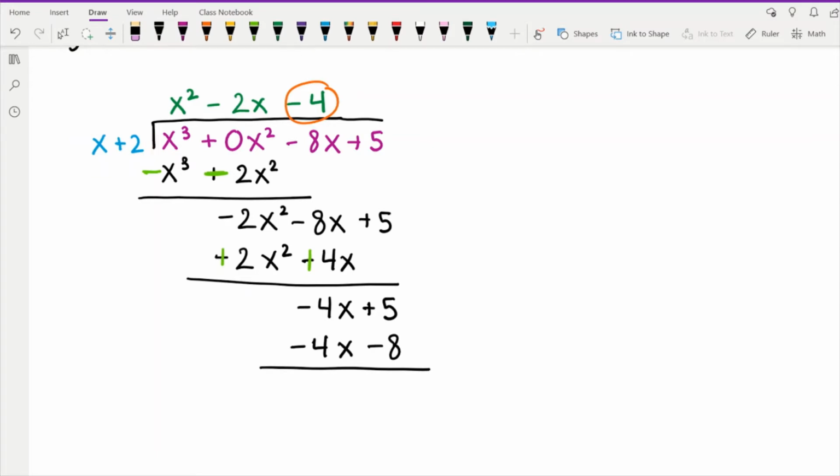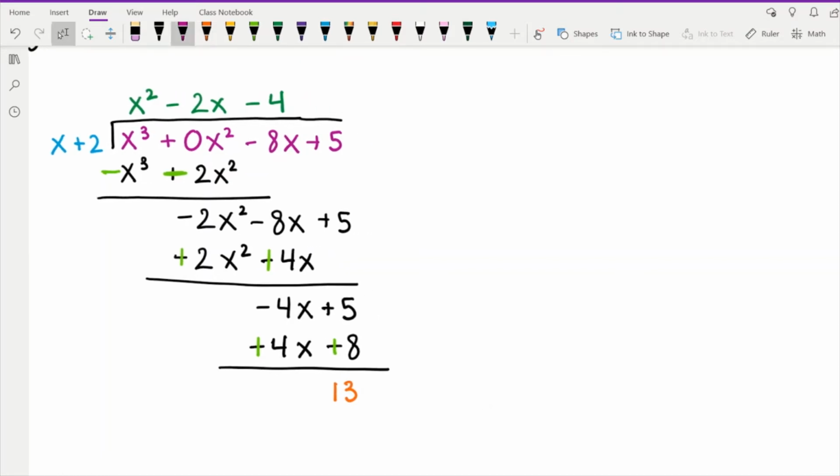And then we need to subtract. So this is going to become a plus, and this is also going to become a plus. And so what are we left with as a remainder? We're left with 13. And so this tells us kind of two different things. We can either say that x cubed minus 8x plus 5 divided by x plus 2 is equal to x squared minus 2x minus 4 with a remainder.